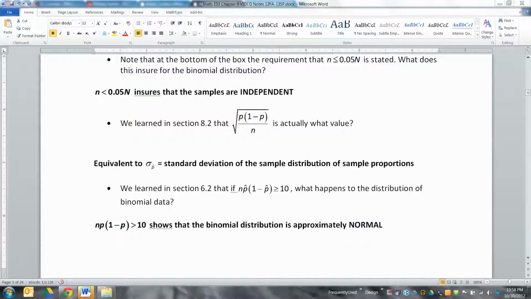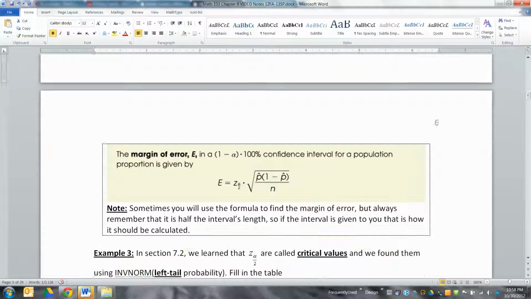All right, now we'll stop and we'll meet right back here for the margin of error.